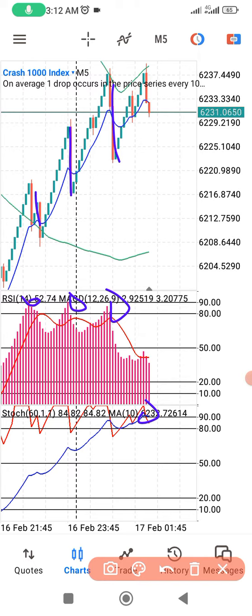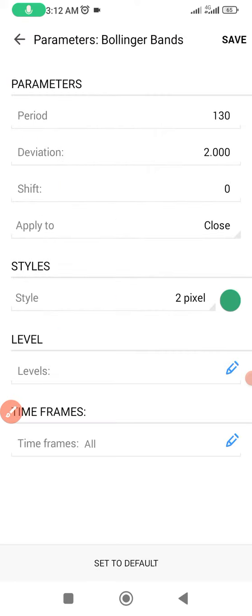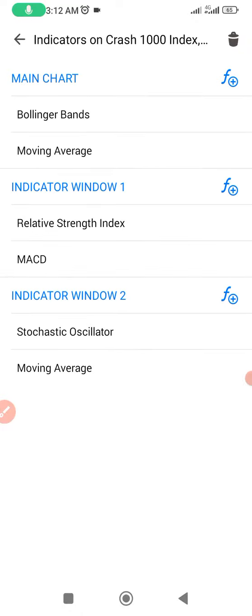Alright, so let me run you briefly through the setup. And what is the setup? First of all, we have our Bollinger Band. The period is 130, deviation is 2.00, shift is 0, apply to close. The style, you choose any pixel of your choice. Then you click on save.